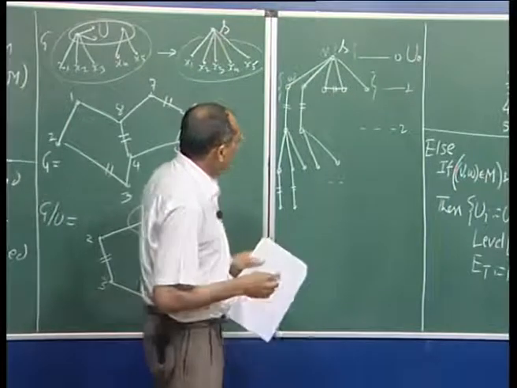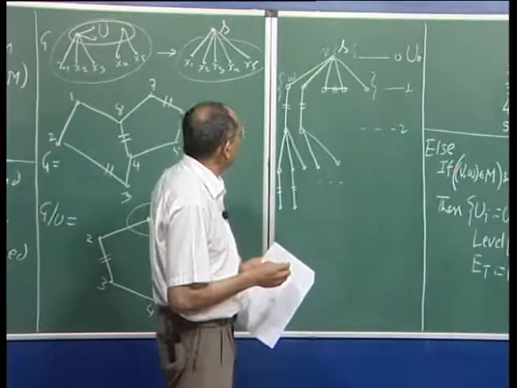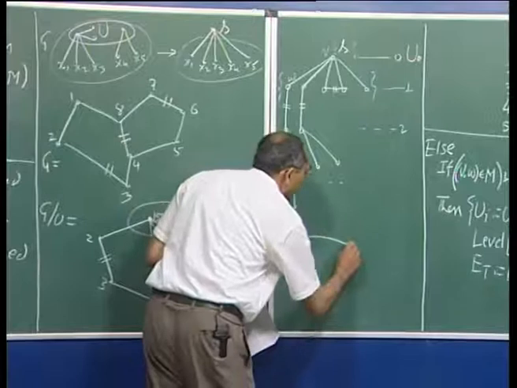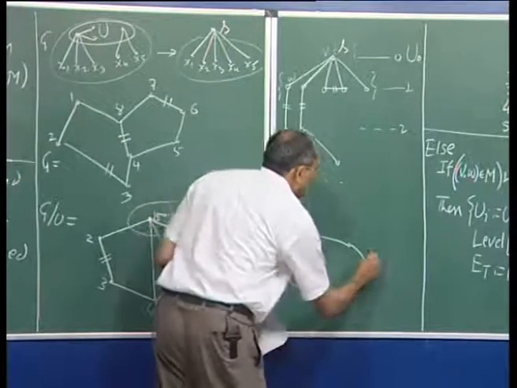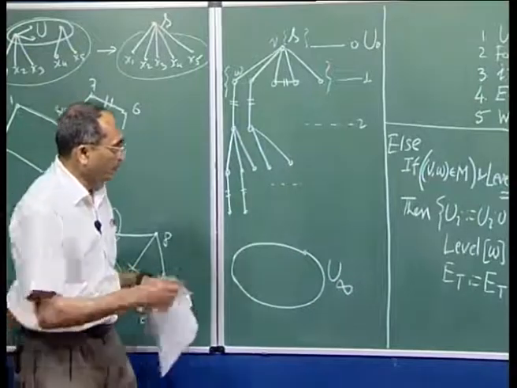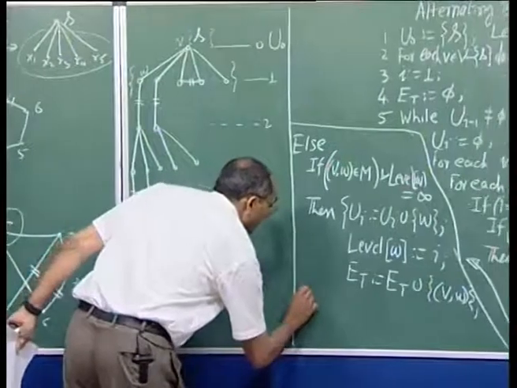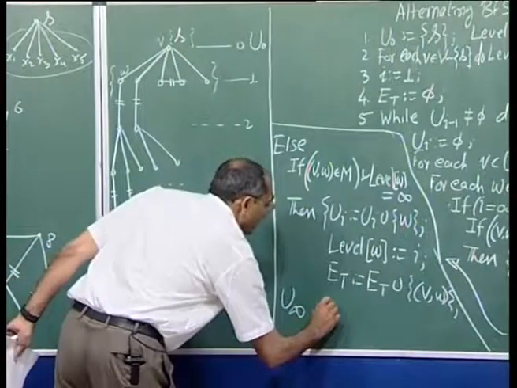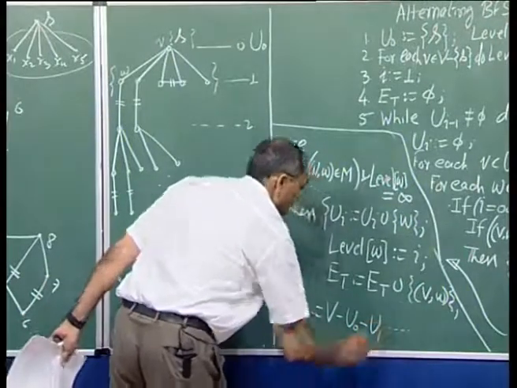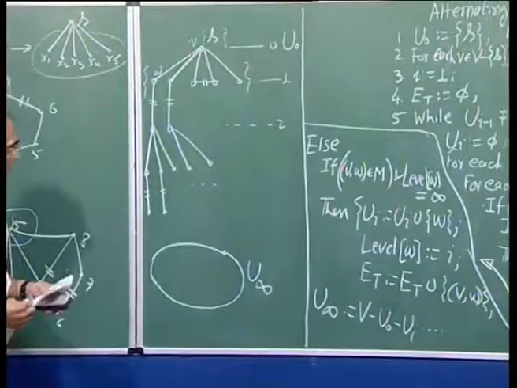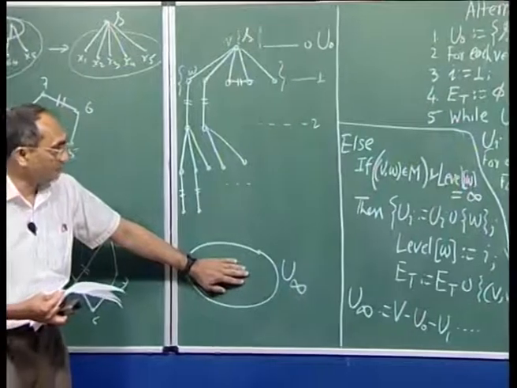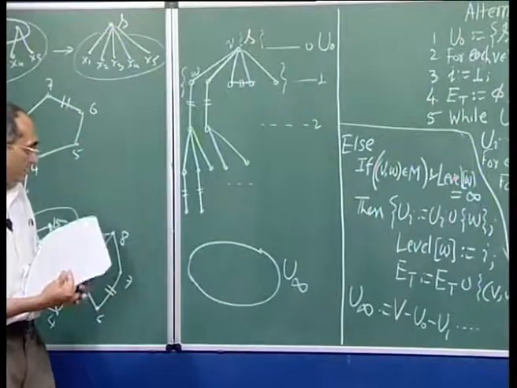Now, note that there might be some vertices which are not reachable by this search. Those will remain in a single set called U infinity. So, in this program, we should actually set U infinity to be equal to V minus U naught minus U1 and so on. Then we have a partition of the vertices into U naught, U1, U2 and ultimately U infinity.